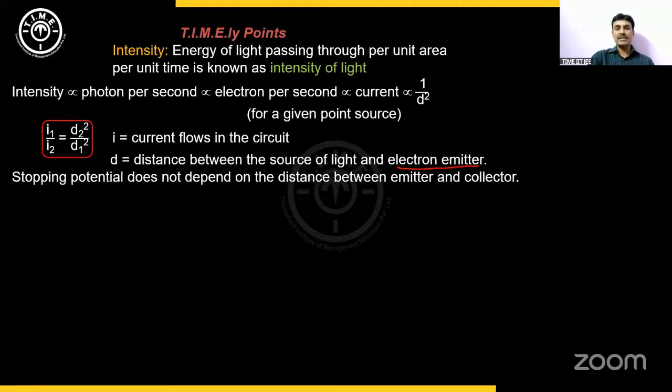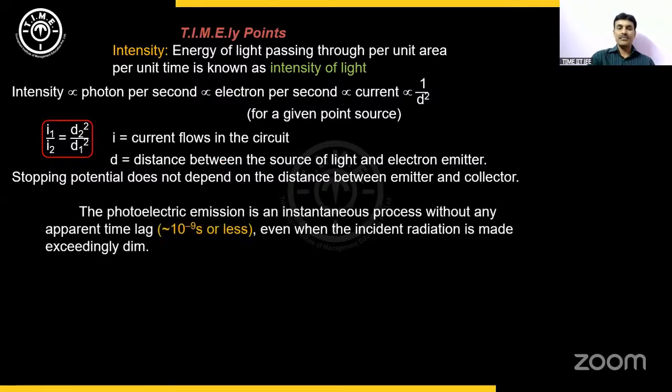Another important observation here is that stopping potential does not depend upon the distance between the emitter and the collector. The emitter is P in our experiment, and the collector is C, the metal anode. So the stopping potential does not depend upon the distance between these two. Anyway, the space between these two is completely evacuated, right? So stopping potential is independent of this distance.